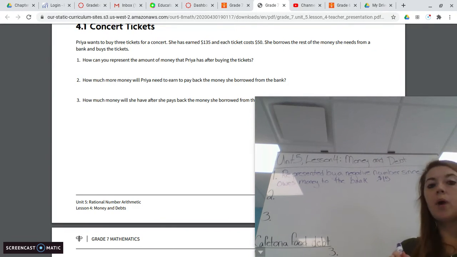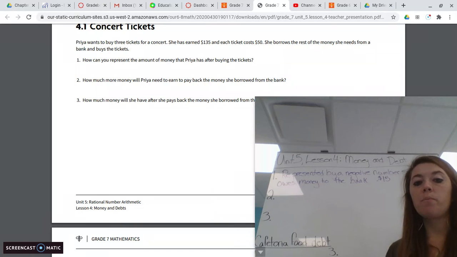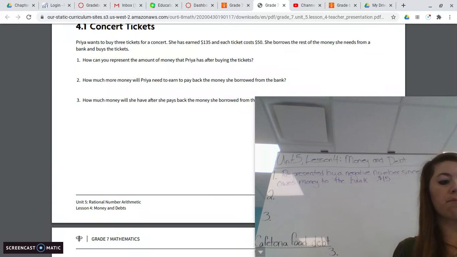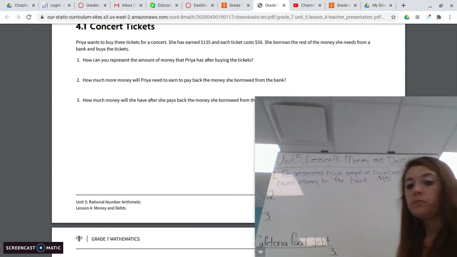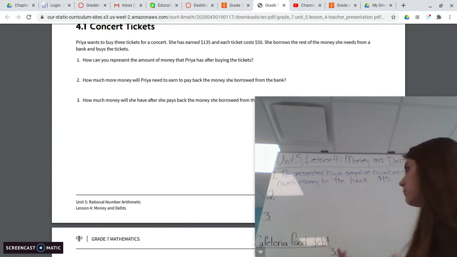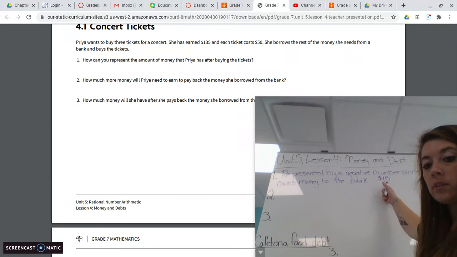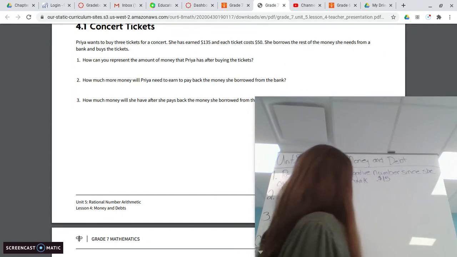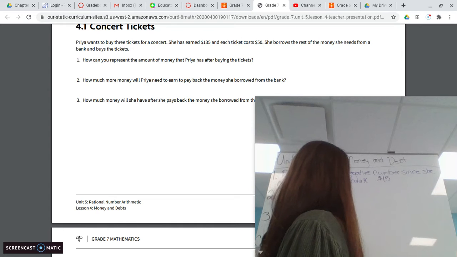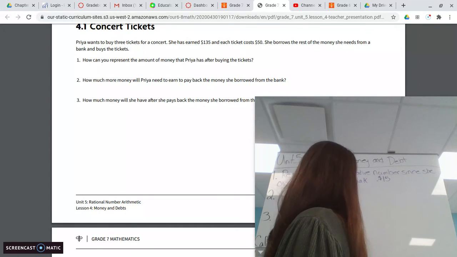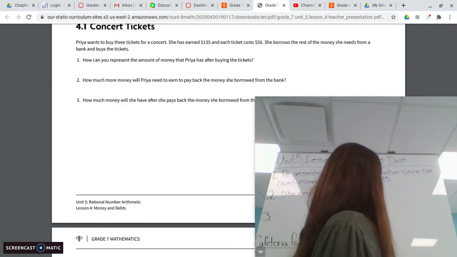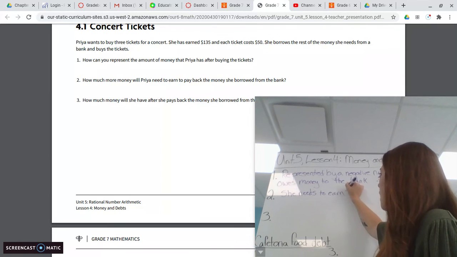All right, for number 2, how much more money will Priya need to earn to pay back the money she's borrowed from the bank? So Priya needs to earn how much more? Well, how much debt is she in? $15. So she needs to earn $15.